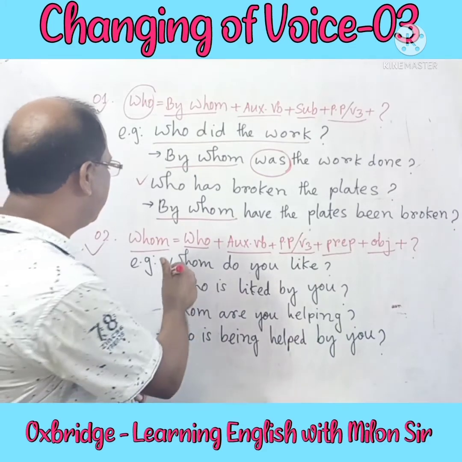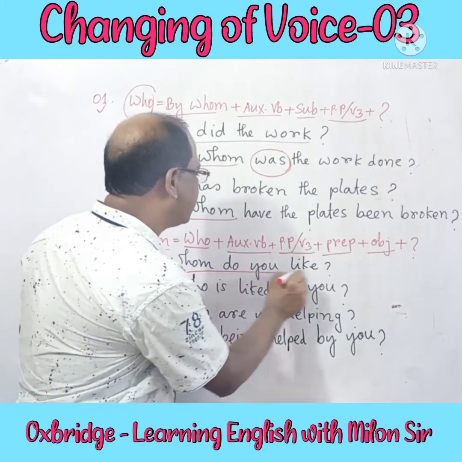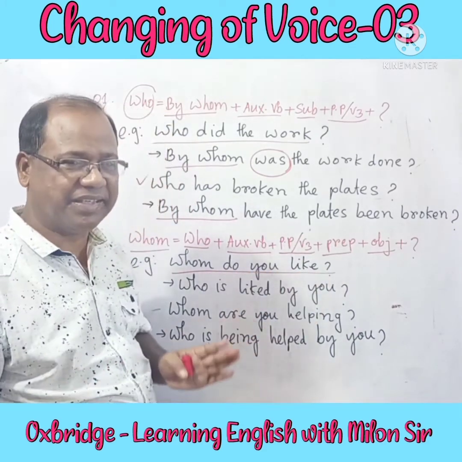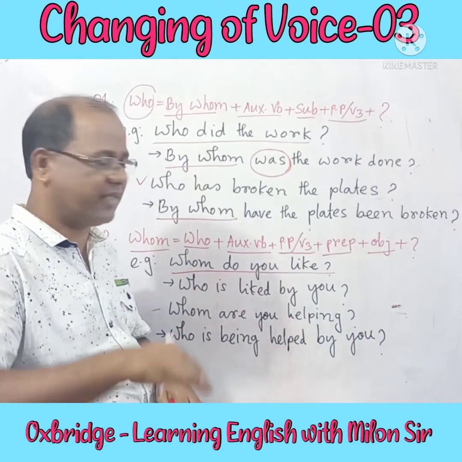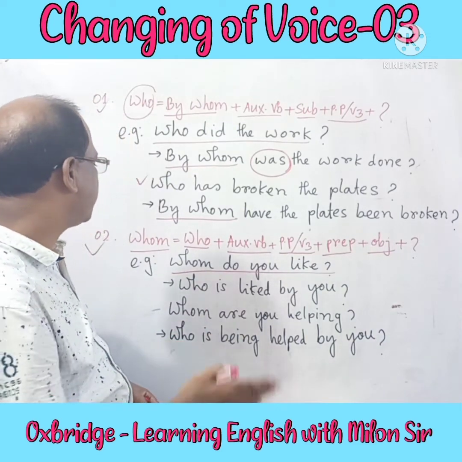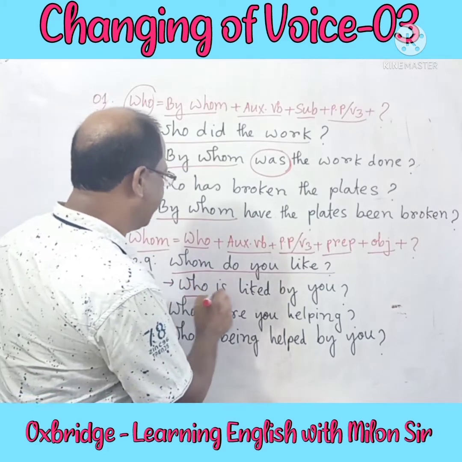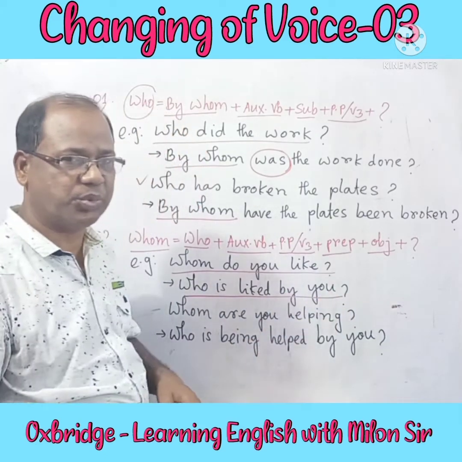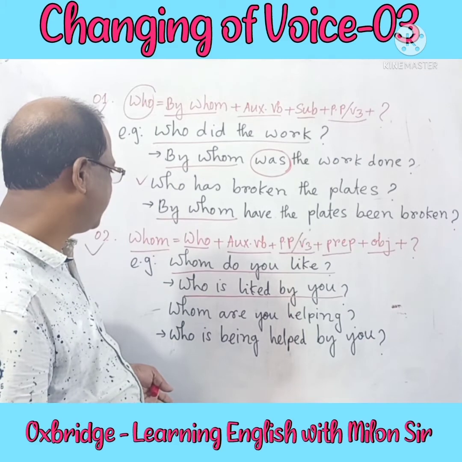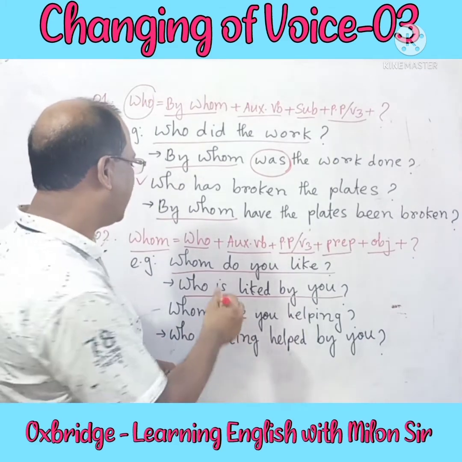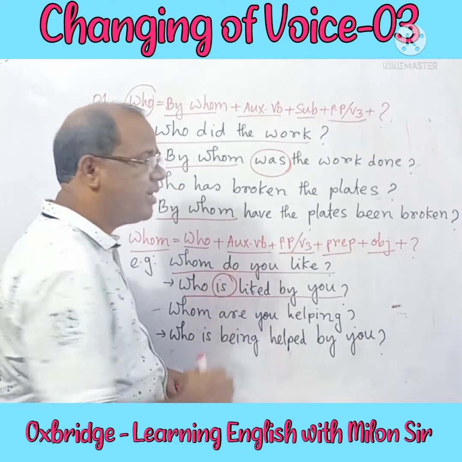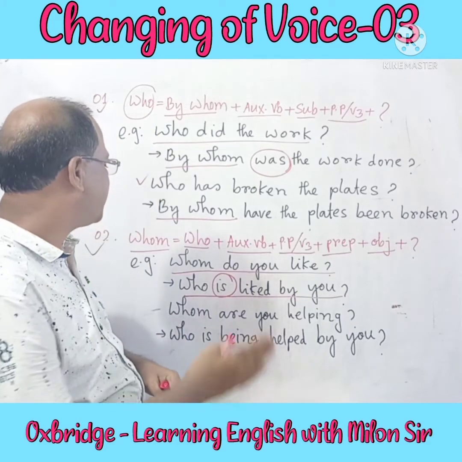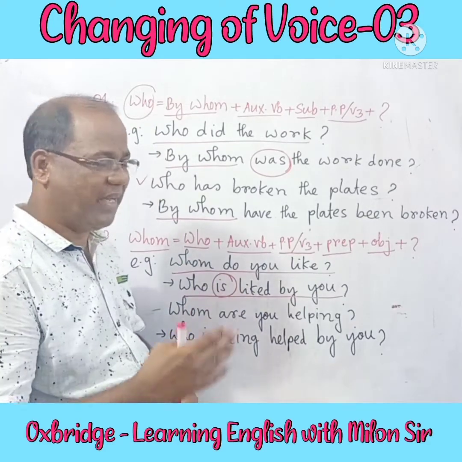And the example you can see on the board, whom do you like? The sentence is given in the present simple. So the answer is who is liked by you. As it is given in the present simple, I have used is as an auxiliary verb. So who is liked by you.